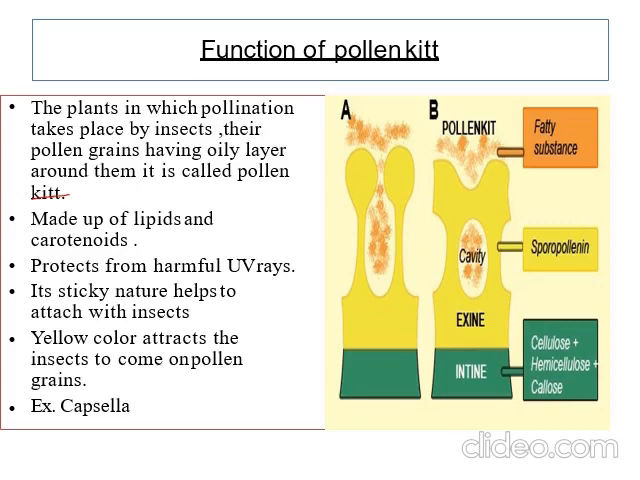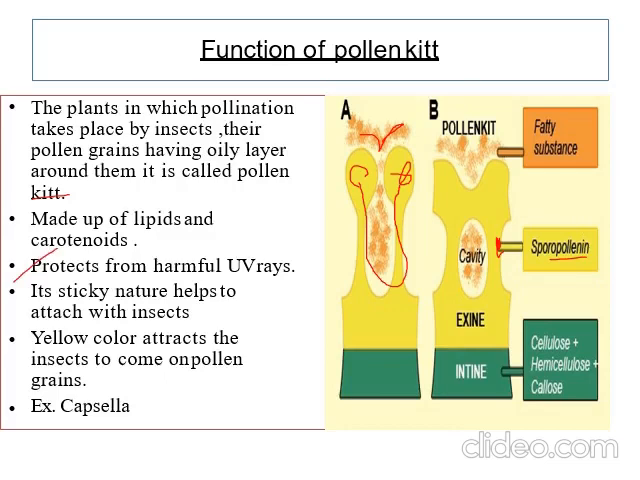And you can see here the structure of a pollen kit. This is a typical structure of a pollen grain, and this is the fatty, oily substance that forms around it. These fatty substances are made up of lipids and carotenoids, and this is the sporopollenin layer. The importance of this outer layer, sporopollenin, is that it provides protection from harmful UV rays.